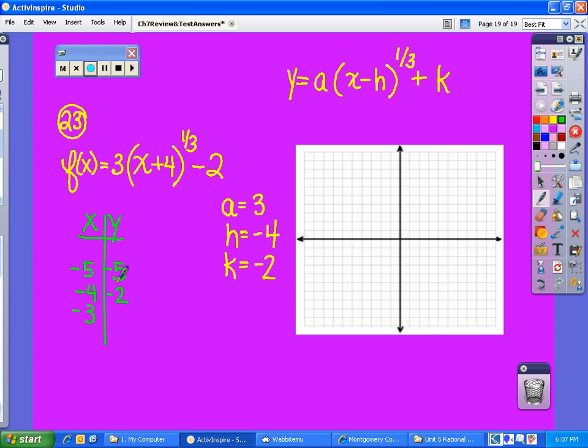Let's plug in -3. -3 plus 4 is a +1 to the 1/3 is 1. Times 3 is 3 minus 2 is 1. These were values that it was easy to take the cube root of. Another value that it's easy to take the cube root of is -8. In order to have what's in parentheses equal -8, our x value would have to be -12. When x is -12, we add 4 to that, we get -8. Cube root is -2 times 3 is -6. Minus 2 is -8.